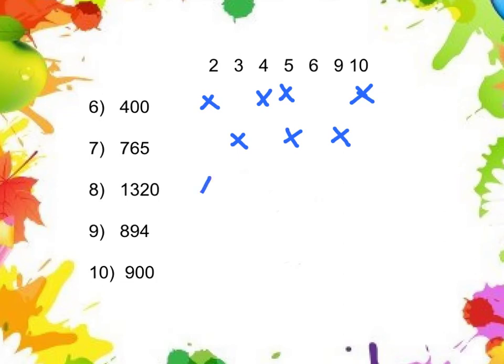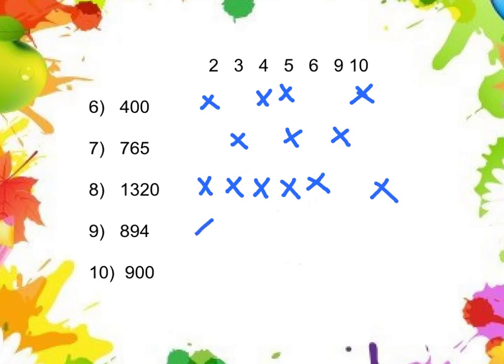1320, that is an even number, so it is divisible by 2. If you add the digits, it gives you 6, so it is divisible by 3. But if it's divisible by 2 and 3, it will be divisible by 6. Now going back, it's divisible by 4 because it ends in a number that is divisible by 4, 20. It is divisible by 5 because it ends in 0, and it is divisible by 10.